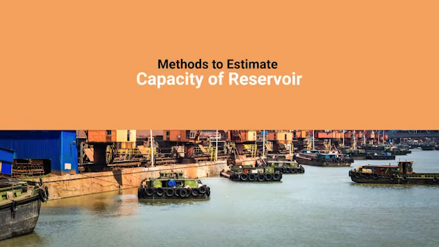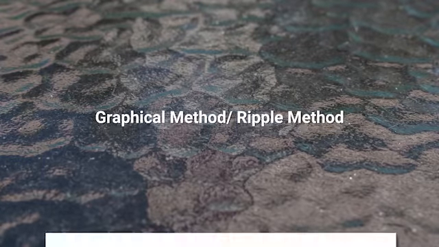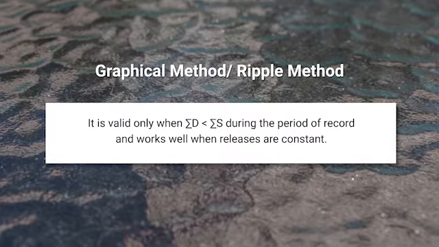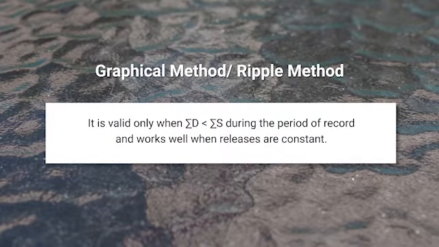Methods of estimating the capacity of the reservoir. Here is the following method. First is the graphical method. This is also known as the Ripple method. This is graphical inspection of the entire record of historical stream flow for a critical period. It is valid only when sigma D is less than or equal to sigma S. D means demand and S the supply during the period of the record, and it works well when releases are constant.